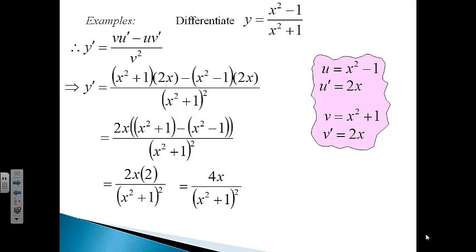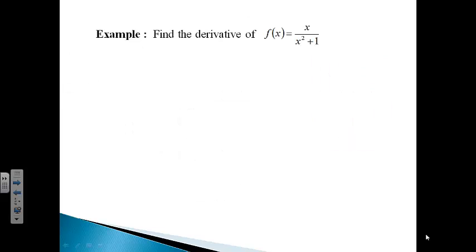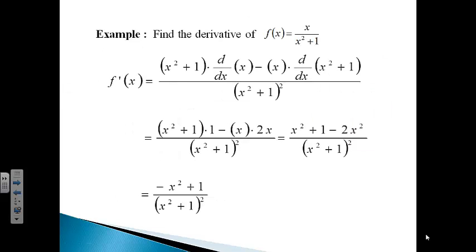Okay, I'll give you another example. X divided by x squared plus 1. Alright, so see if you can follow along. In the top term, x squared plus 1, that's the low, times the derivative of the top, that's the d high, minus the high, which is the x, times the derivative of the low, over the square of what's below.